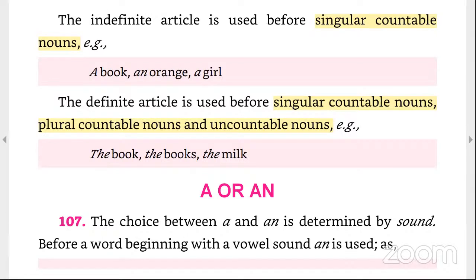Any doubt till now? No, sir. Please respond, okay? Whenever I ask, everybody should unmute and respond.